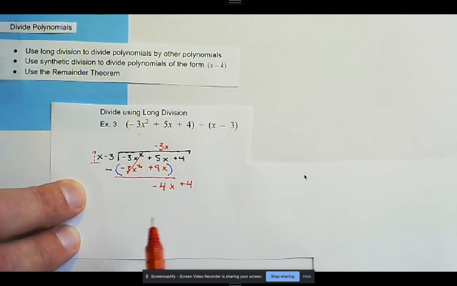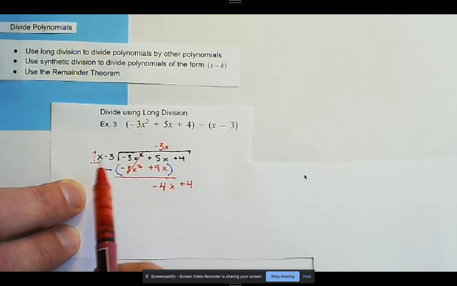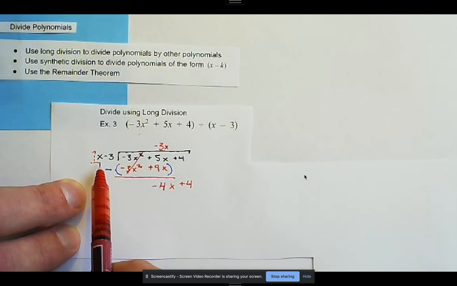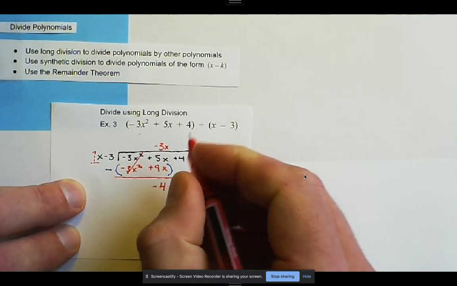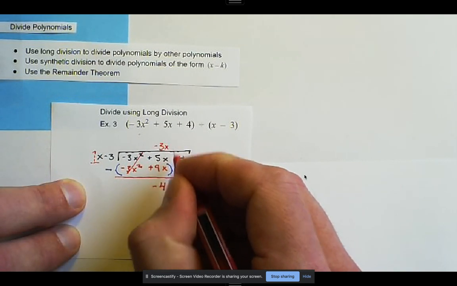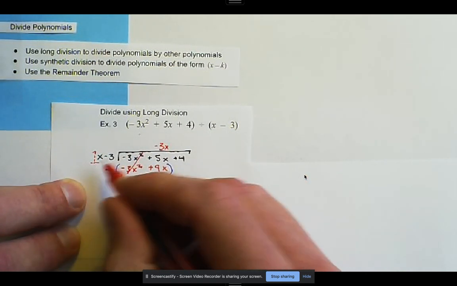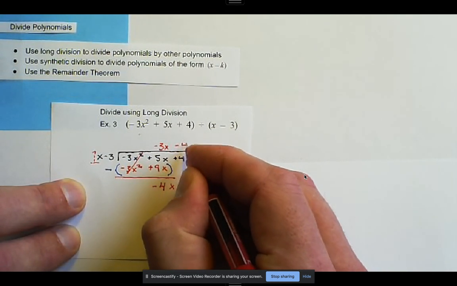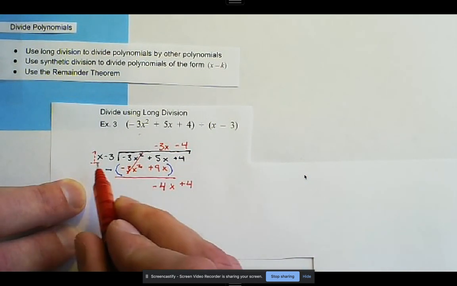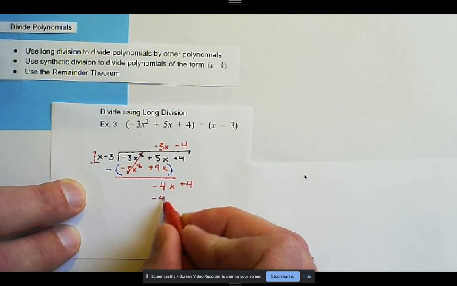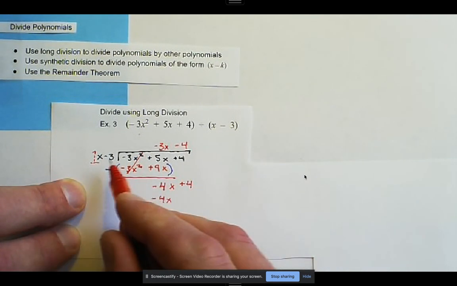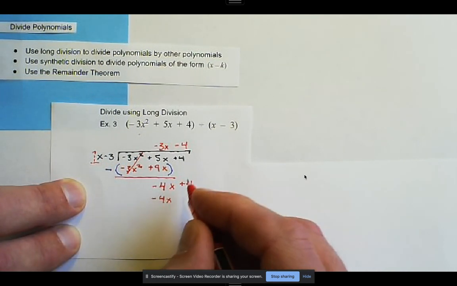And now our next term that we want to come to is we want to make x become negative 4x. So how does x become x? We don't need additional x terms. How does 1 become negative 4? We multiply by negative 4. Negative 4 times x is negative 4x. Negative 4 times negative 3 is positive 12.